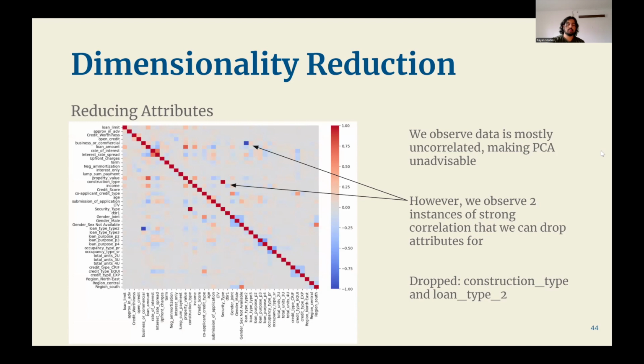There's a lot of grays, which makes principal component analysis unadvisable. However, we observe 2 instances of strong correlation that we can drop attributes for. So we drop 1 attribute for each, which ends up being construction type and loan type 2.